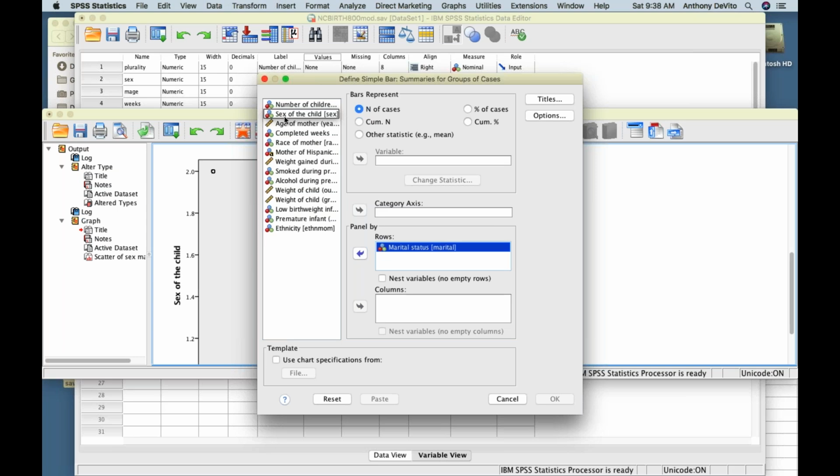I'm using the legacy dialog for this particular type of graph. Marital status in rows, and in columns, let's put the sex of the child. That's the kind of graph we wind up with, number of cases. I am not getting male children versus female children. Let's see. Oh, panel by rows. Move this into here. Okay, there we go.